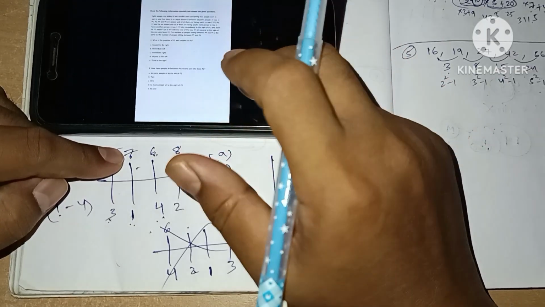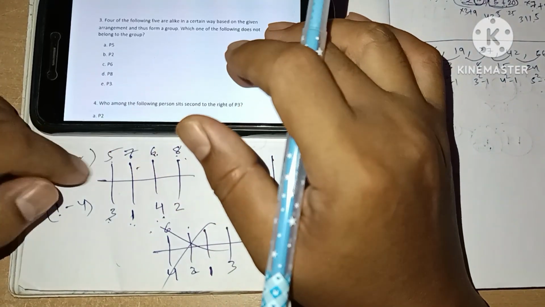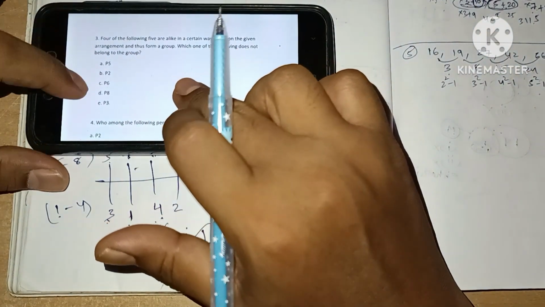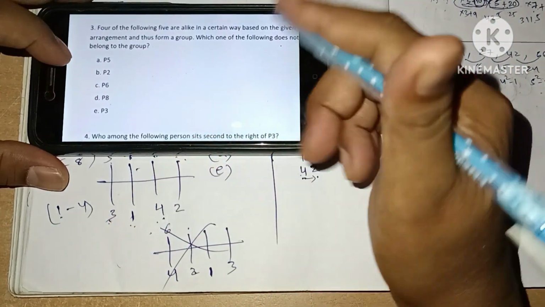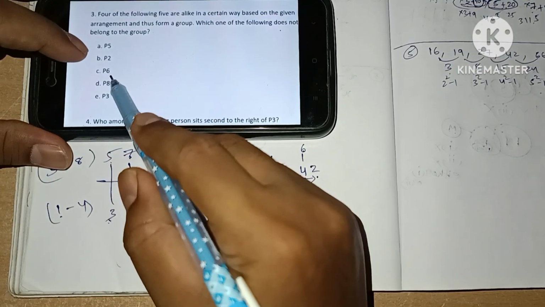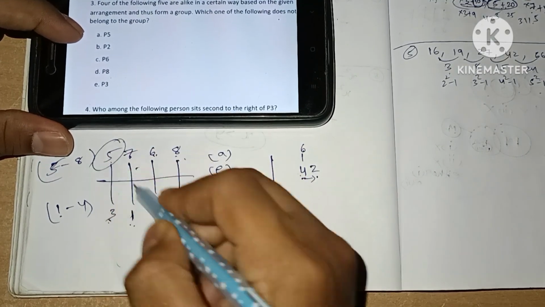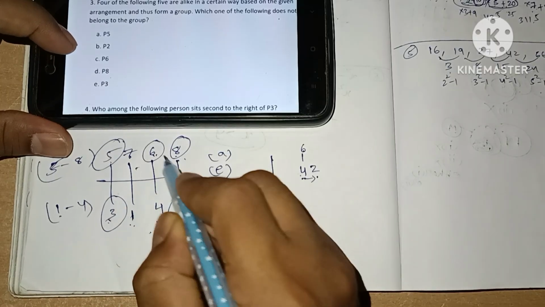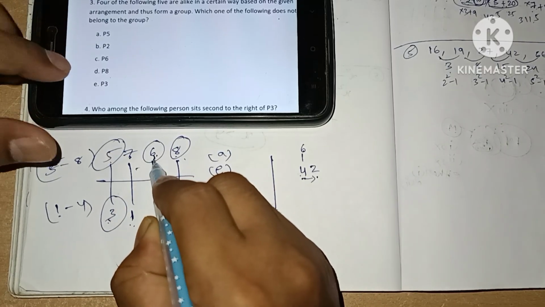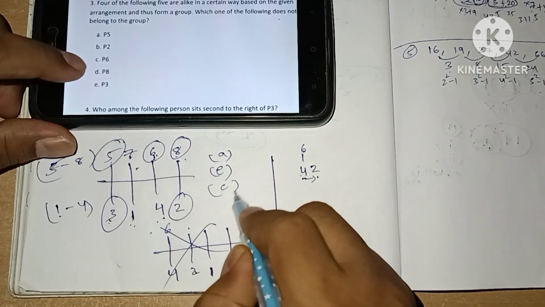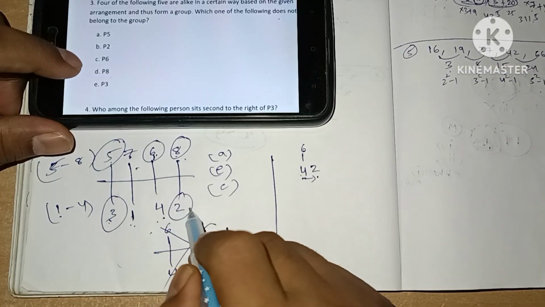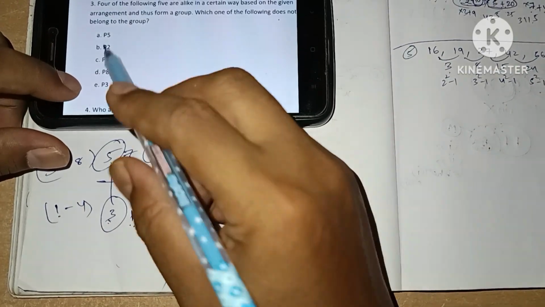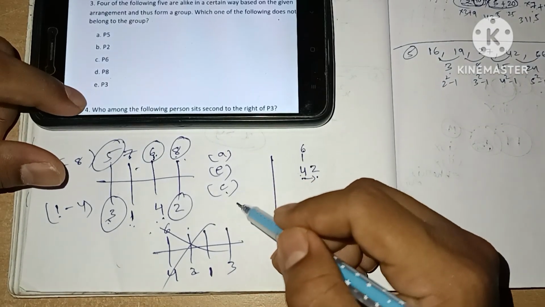Now we are going to see question number 3. Four of the five are alike. We need to find the odd one out. 5, 2, 6, 8 and 3. So the answer will be 6. Option C is our answer, because all the remaining 4 are at the ends, but not 6. So the answer will be C.